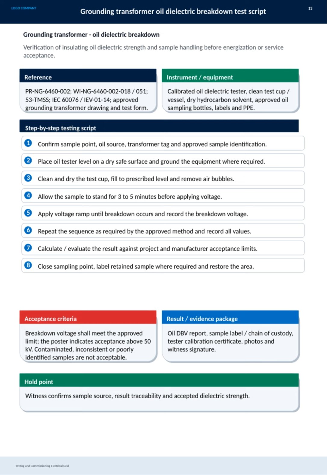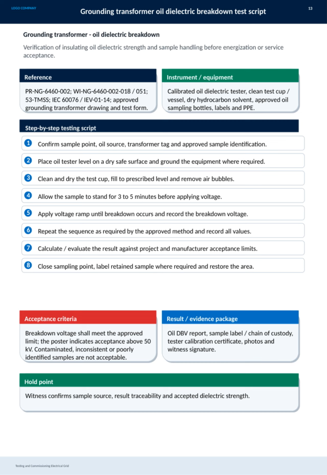We begin by verifying the sample point, oil source, transformer tag, and the approved sample identification to maintain accuracy. The testing equipment must be properly grounded and placed on a dry, stable surface to ensure safety. Next, the test cup is cleaned and dried thoroughly, filled to the specified level, and we carefully remove any air bubbles to avoid interference in the test results. After filling, the sample stands for 3 to 5 minutes to stabilize.